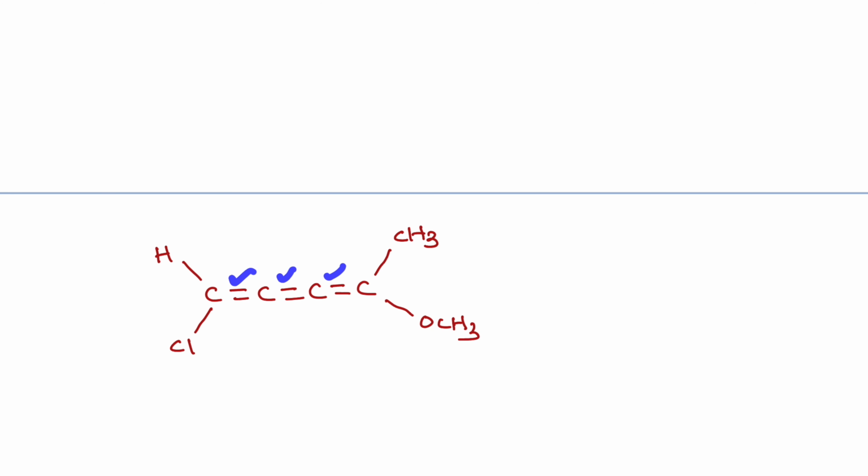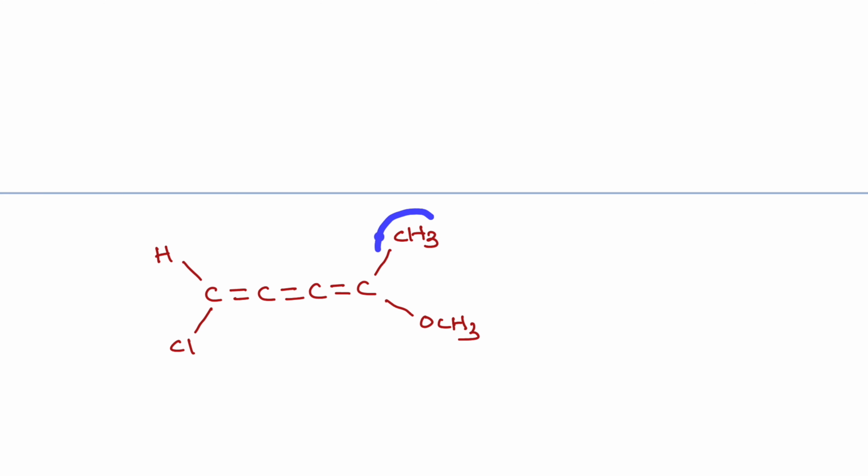So let me take one example here. So this is C double bond C double bond C double bond C, cumulene with an odd number of double bonds. These sigma bonds and these sigma bonds are in the same plane. Here I am taking CH3, here I am taking OCH3, here it is hydrogen, and here it is chlorine. So cumulene with an odd number of double bonds, these bonds are in the same plane.